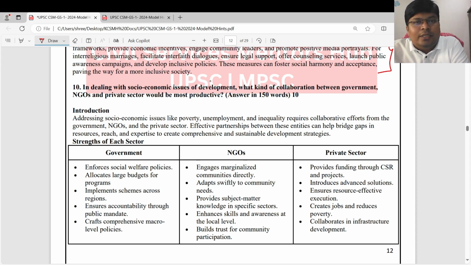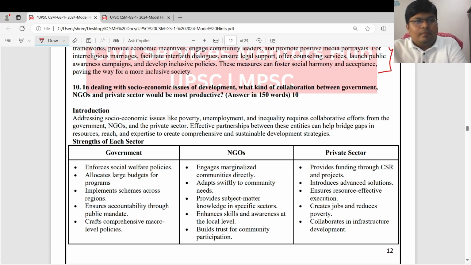Again, that question has an overlap with the social justice part of paper 2, or you can say the governance part of paper 2. Obviously the candidates prepare society along with social justice, and if you have prepared both in an interlinked, interdisciplinary manner, then obviously you will be in a position to write the answer over here.